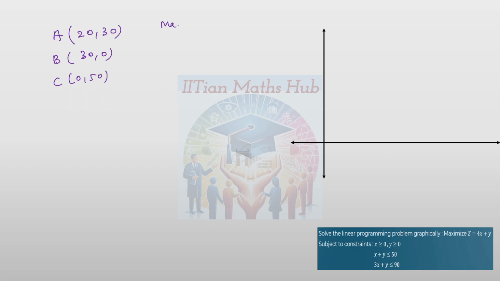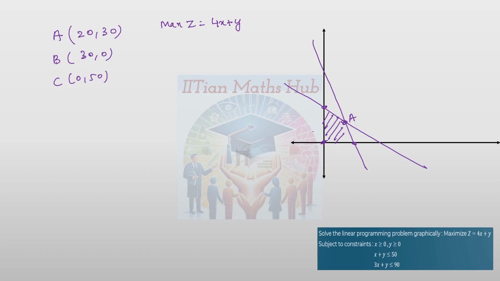And our function to maximize, z, is given as 4x plus y. Let's say the line was like this, I'm just drawing randomly. So this was our required area, this is point A, this is point B and C. We have to check at each corner point where we get the maximum value of z.